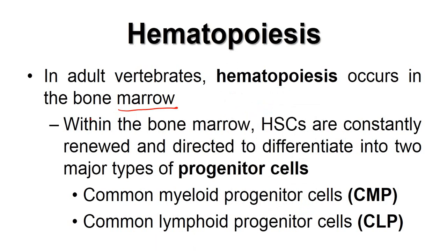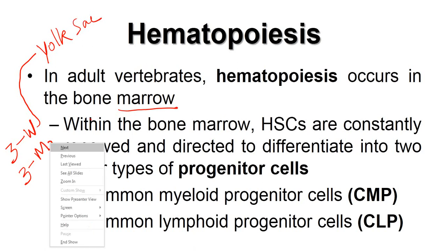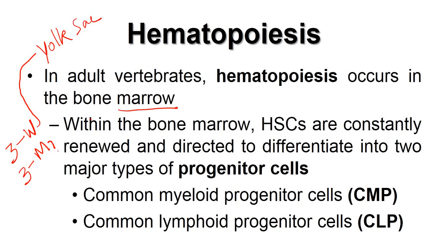One is 3 months and the other will be 3 weeks. During the first 3 weeks, the site of hematopoiesis is the yolk sac, whereas by the time a human attains the age of 3 months, hematopoiesis starts in the liver. It's only after that that hematopoiesis occurs in the bone marrow, as given in this slide.